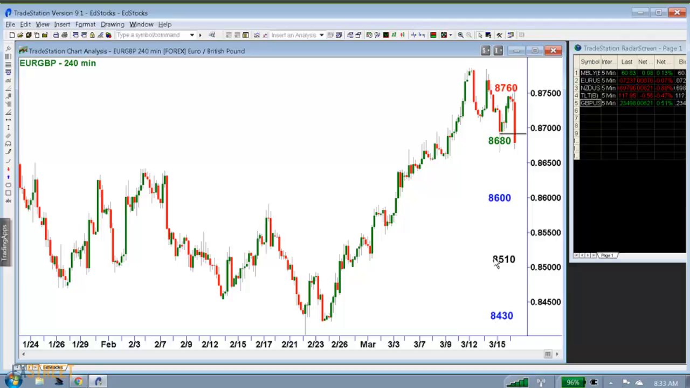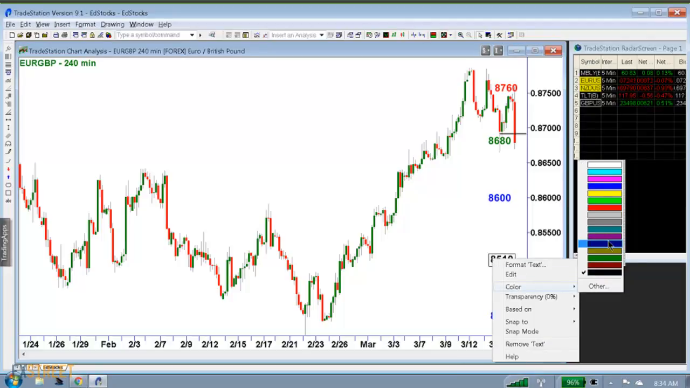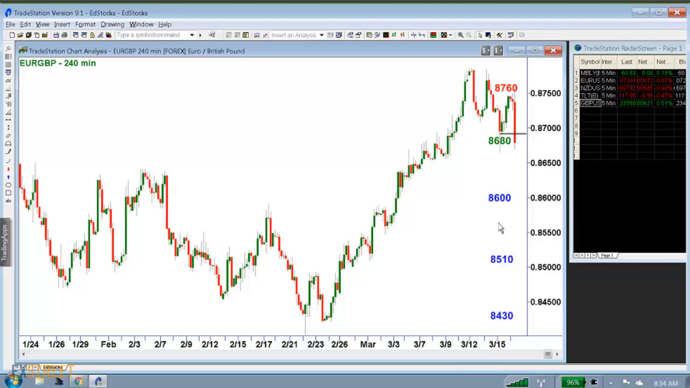This way, we'll move 1/3, 1/3, and 1/3 at each target. That's really my preferred way of doing things. Close 1/3 at 86 and move the stop to break even. If the price continues to drop, close another third at 85.10 and move the stop down just above 86. Okay, and that's our game plan for Euro Pound.